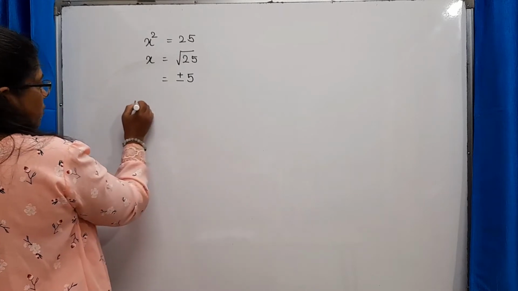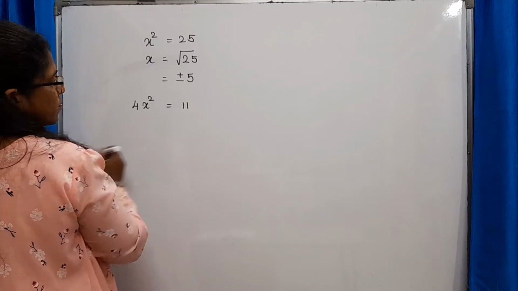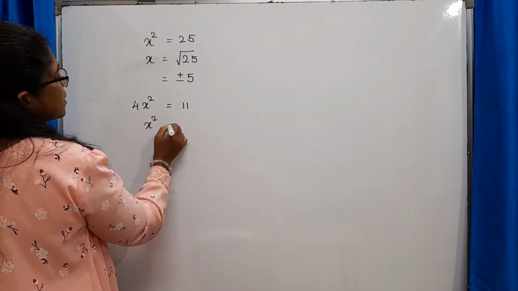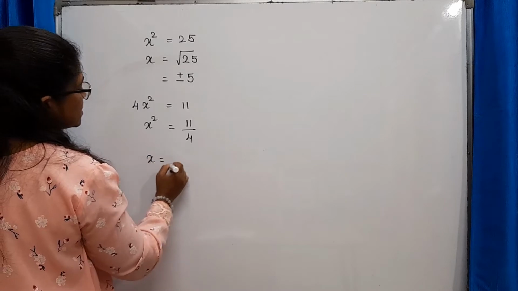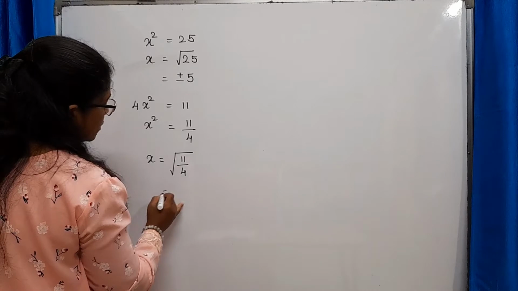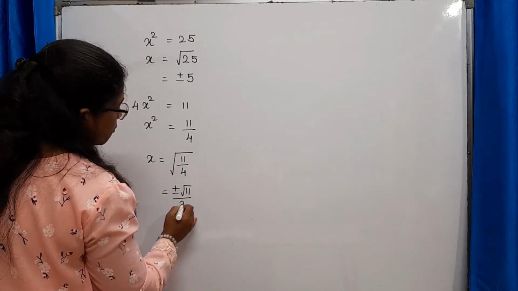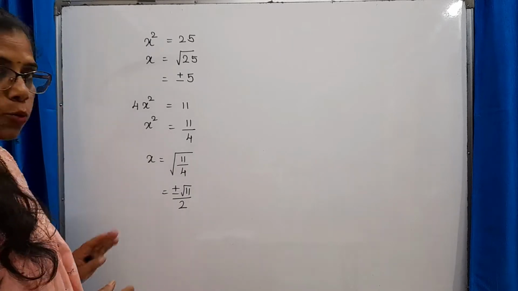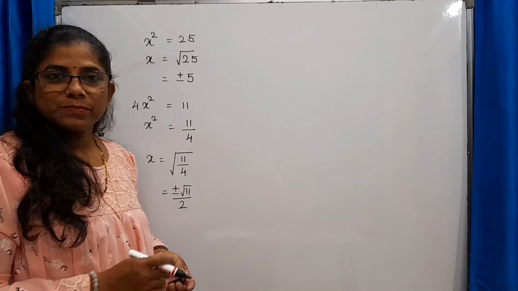If it is 4x square is equal to 11, x square is equal to 11 upon 4. So x is square root of 11 upon 4, which is equal to plus or minus root 11 upon 2, because square root of 4 is 2. So this is how we get the answer. One more example.